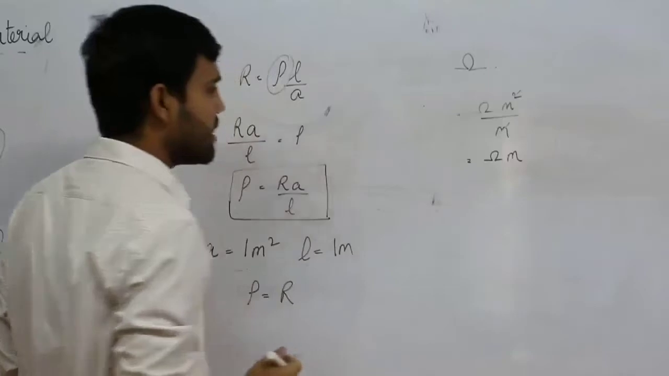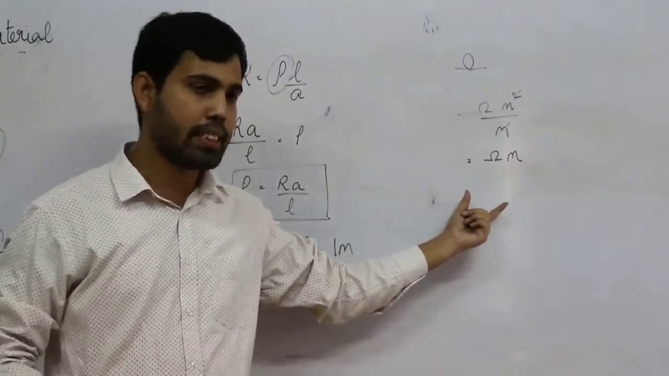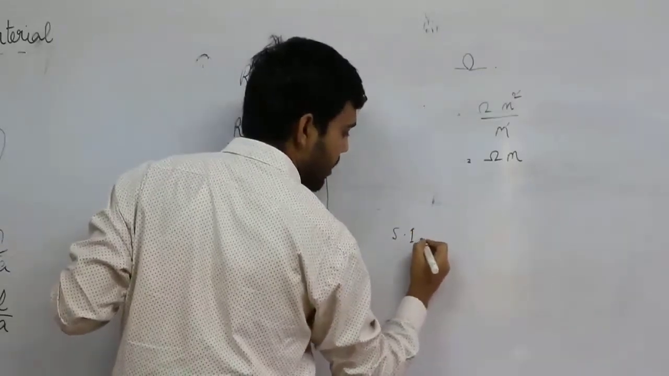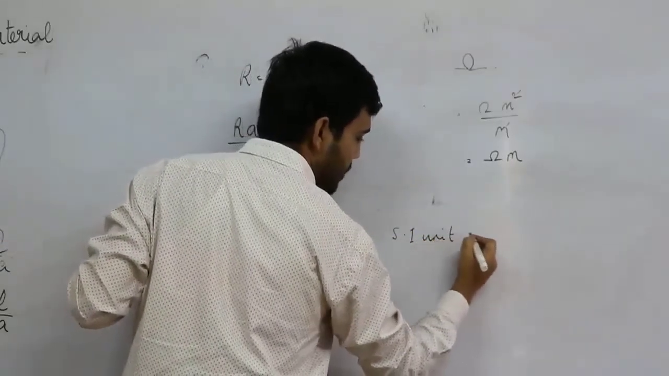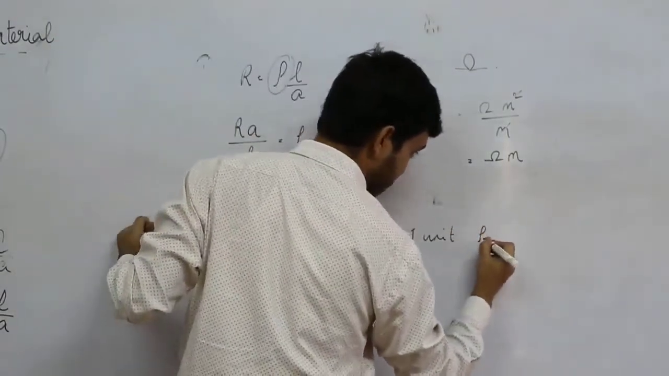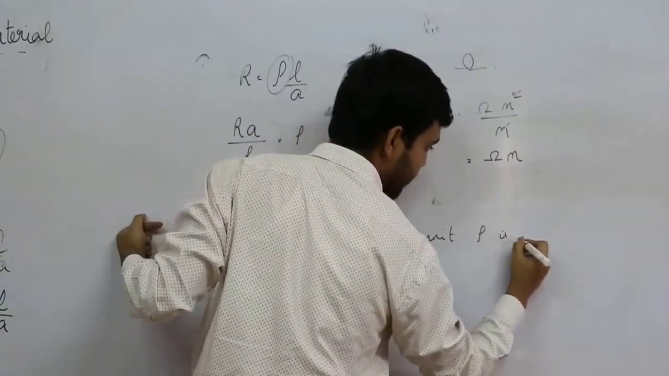So basically what is the unit of specific resistance? It is ohm meter. So keep this in mind. The SI unit of specific resistance, which I am denoting by rho, is ohm meter.